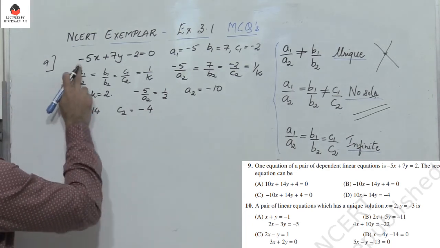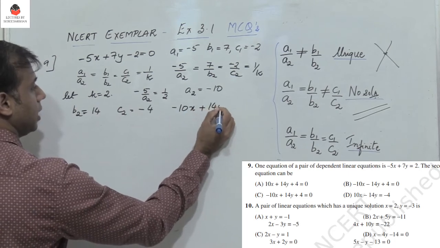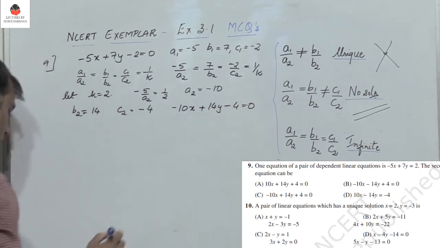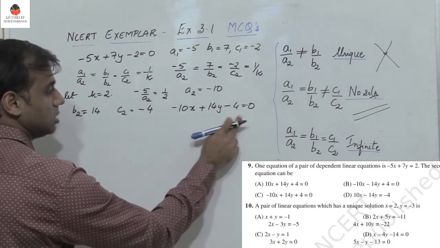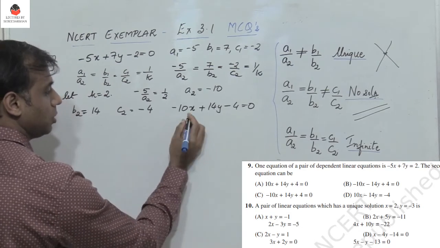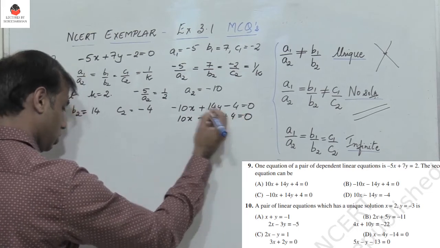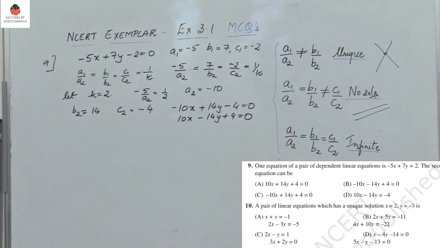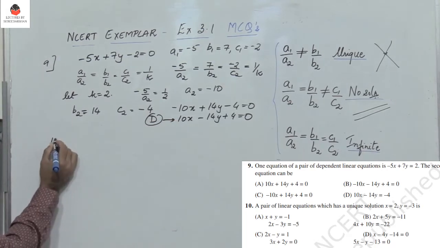So we can get another linear equation, which is minus 10x plus 14y minus 4 equal to 0. So observe all the four options: minus 10x plus 14y minus 4 equal to 0. Or if I take minus sign common, or if I multiply this equation with minus sign, I get 10x minus 14y plus 4 equals 0. So this coincides with the option D. So option D is the right answer.